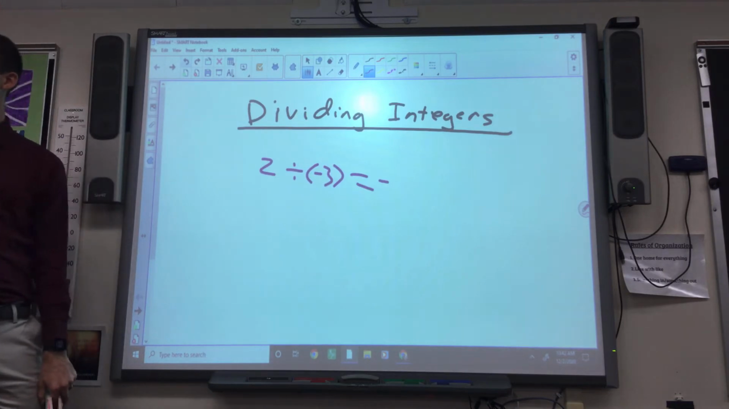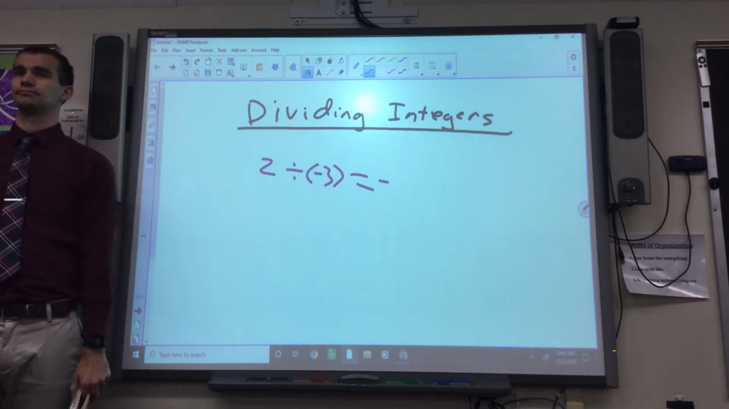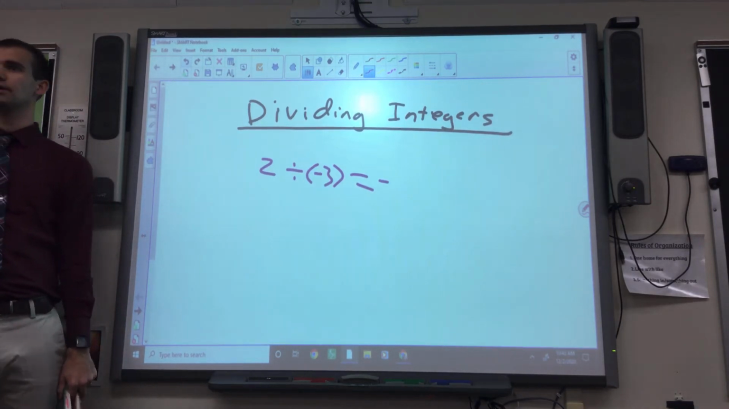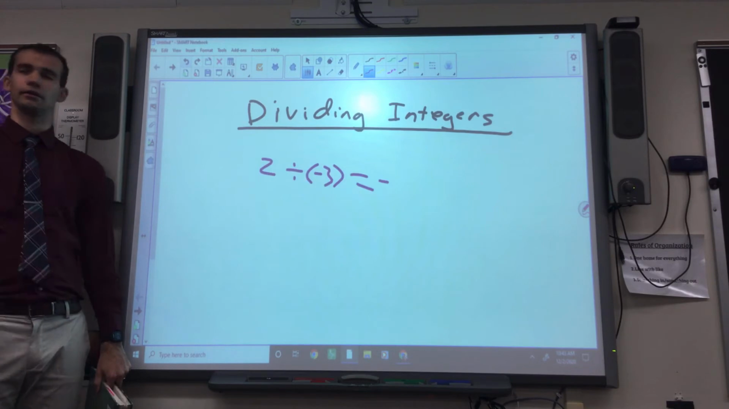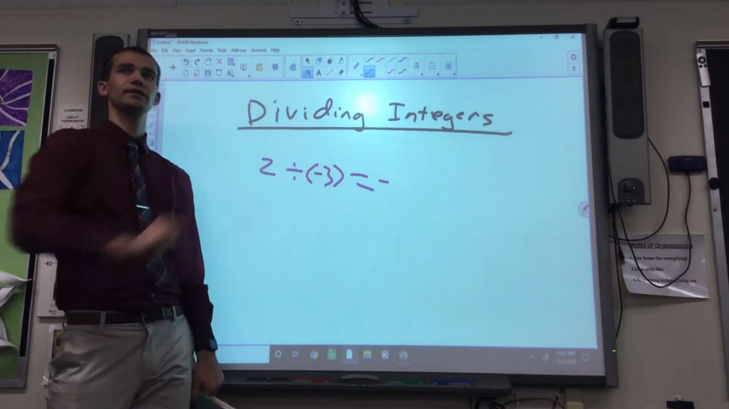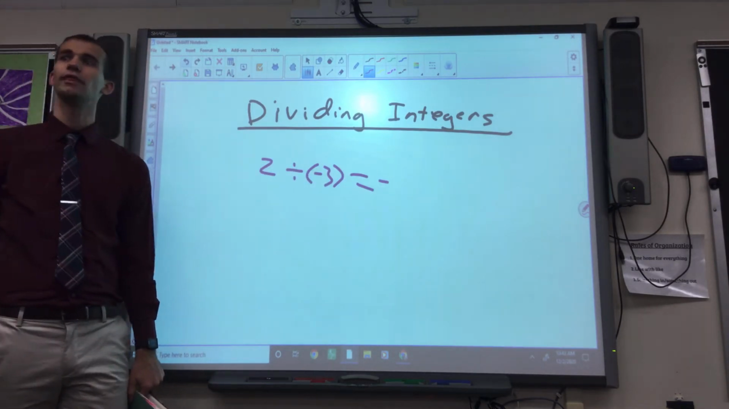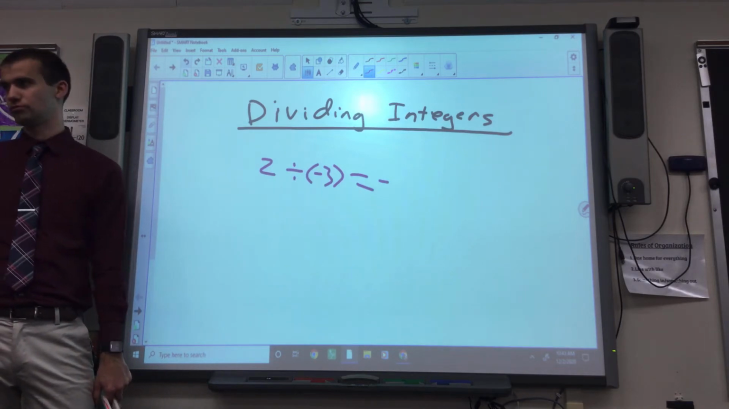Negative 1? No, that would be -3 divided by 2. What's 2 divided by 3? How would you put that on here? Smaller, because 3 is bigger than 2. Yeah, but you're doing 2 divided by 3. So what is your answer? 1.5? No, that would be 3 divided by 2.